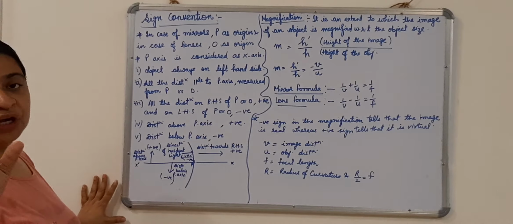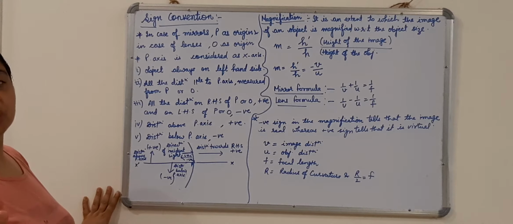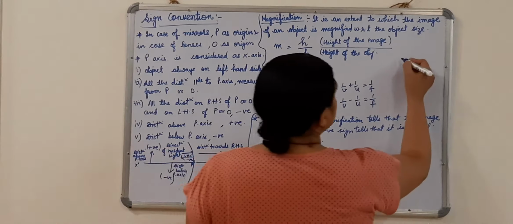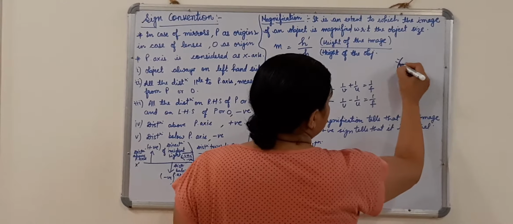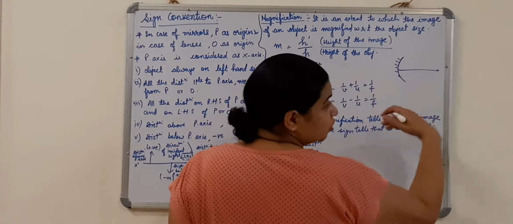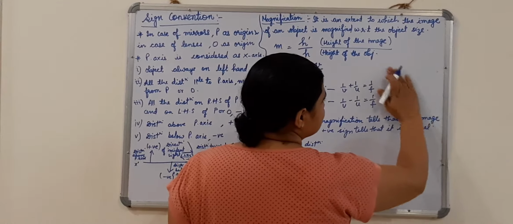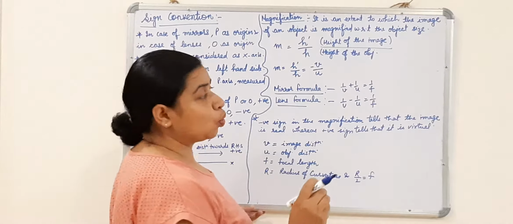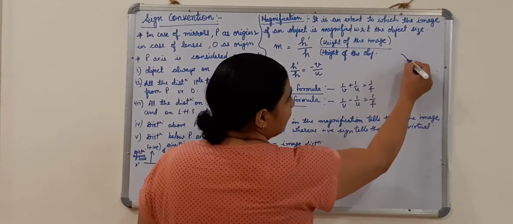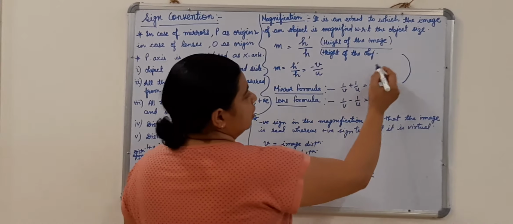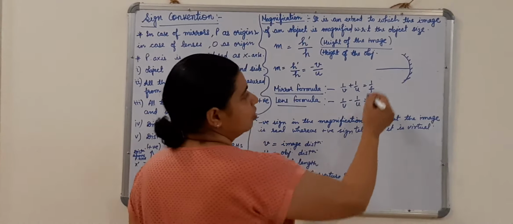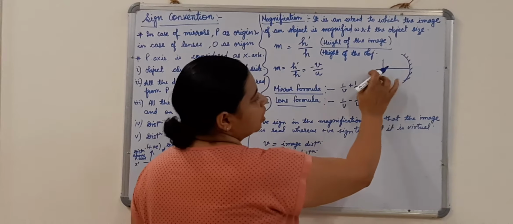Whenever you are going to draw the ray diagrams or solve the numericals, children, make it a habit that you do not draw your object on the right hand side. This is wrong. You will not be able to solve the numerical if you do so. Whenever you draw the diagram, your object, it is a concave mirror, should always be on the left hand side.